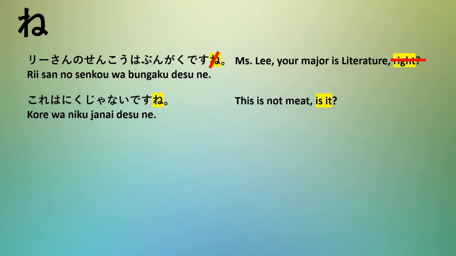Another. これは肉じゃないですね。This is not meat, is it? So again, if we remove ne, it will just become this is not meat. It's just pure description and has no context whatsoever. Okay? So what about it? Why did you say that? Something like that. But if you use ne, you are eliciting some agreement with your statement.